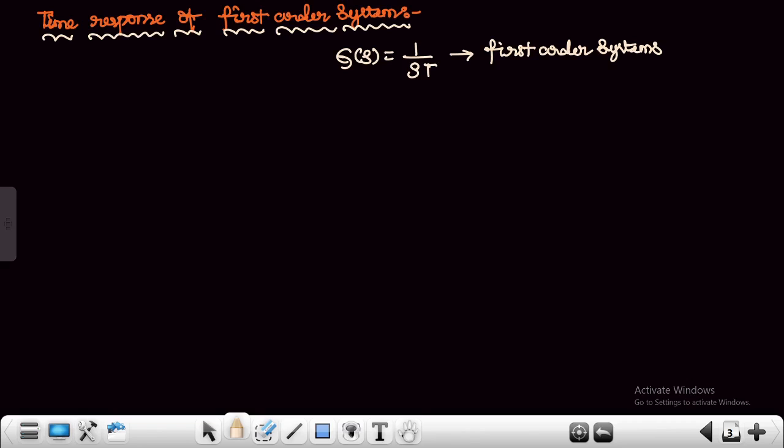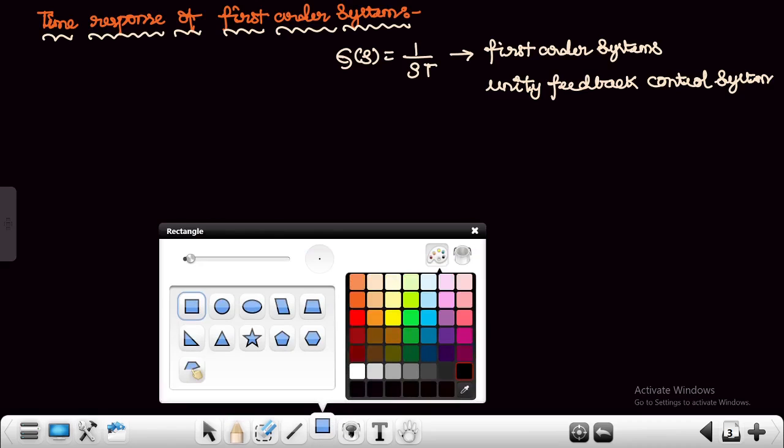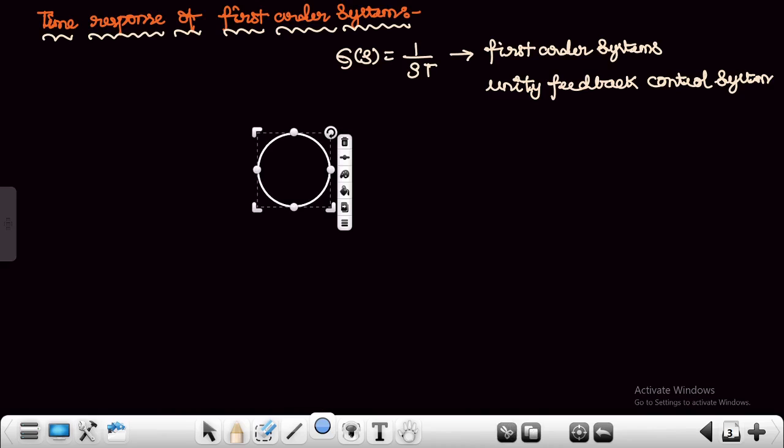For this, let us consider a unity feedback control system. Based upon that, we are going to see how we get the time response. We have understood what is the meaning of time response. Now we are going to see what is the response of first order system. So let us take the first order system, and we will define what is the first order system first.